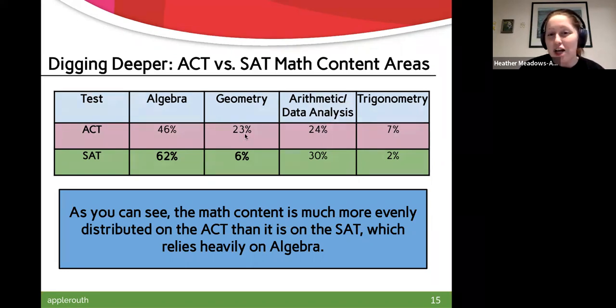About 23% is geometry. 24% is arithmetic, data analysis, that'd be stats and stuff too. And you have a little bit of trig as well, right? So again, it really is truly a grab bag. It pulls from all sections of math that you may have been exposed to so far.